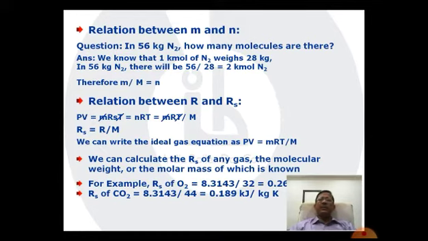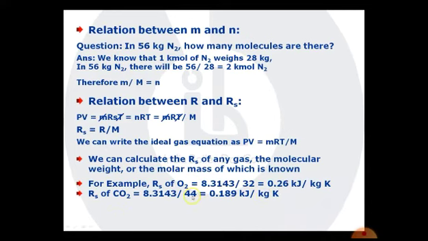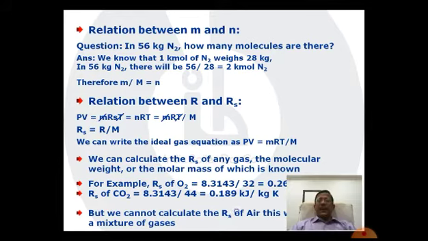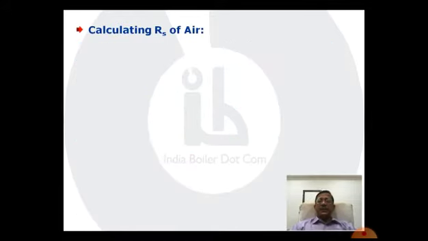For example, if I ask you what is going to be the specific gas constant of oxygen? So 8.3143, which is the universal gas constant, divided by the molar mass 32, I get 0.26 for oxygen. For CO2, I know 44 is the molar mass, so 8.3143 by 44 gives 0.189 as the specific gas constant. That way I can find out the specific gas constant of any gas, the molecular weight of which is known to us, right? But not of air, right? Because air is a mixture of gases, it's not a pure gas. Therefore, we cannot find out the specific gas constant of air in this manner. For that, we have to take a different route.